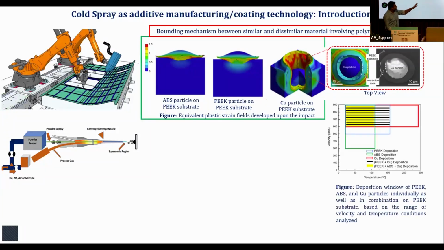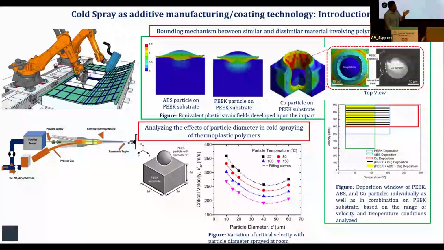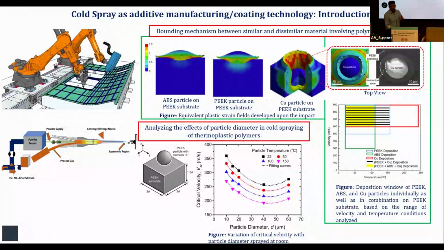So we have calculated some velocity window, the range where we can deposit multiple materials on our PEEK substrate. Then this result shows how the requirement of critical velocity changes with particle diameter. It reduces and then it peaks again. Basically there's a balance of kinetic energy and the energy required to deform the material. So it's a balance between those two. So that was the basics of cold spray.